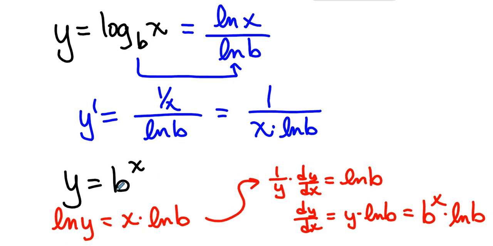So the derivative of 3 to the x is 3 to the x times ln 3, and the derivative of 5 to the x is 5 to the x times ln of 5, and the derivative of 10 to the x is 10 to the x times ln of 10, and the derivative of e to the x is e to the x times ln of e, but that's 1. So the derivative of e to the x is e to the x.